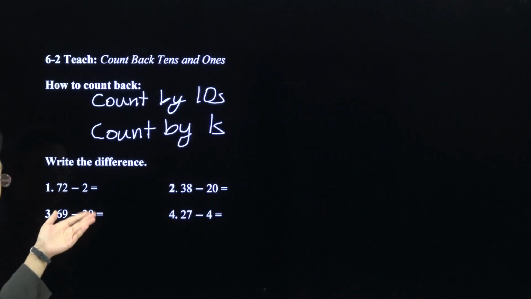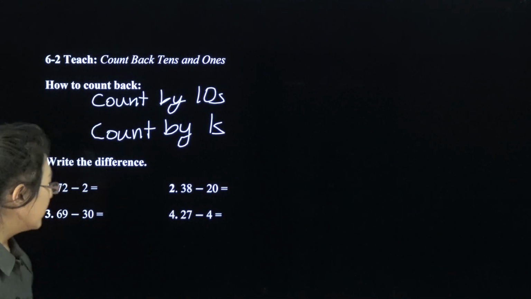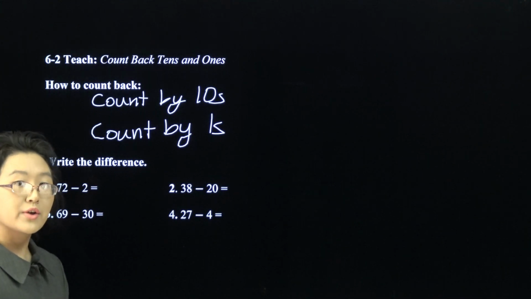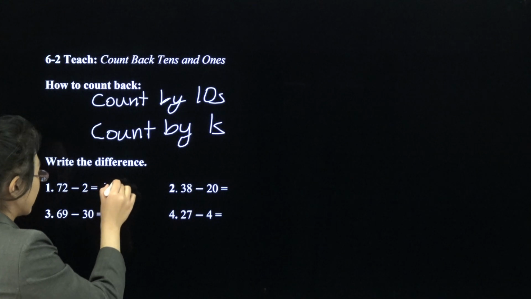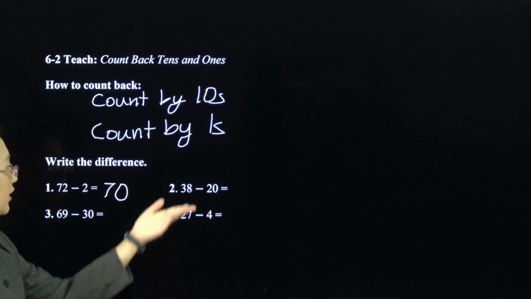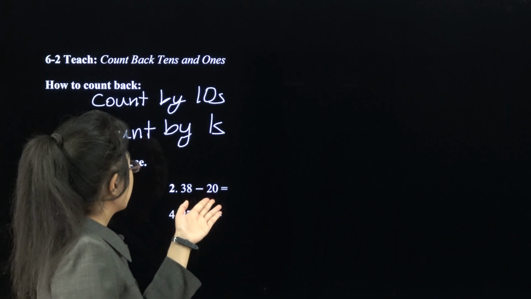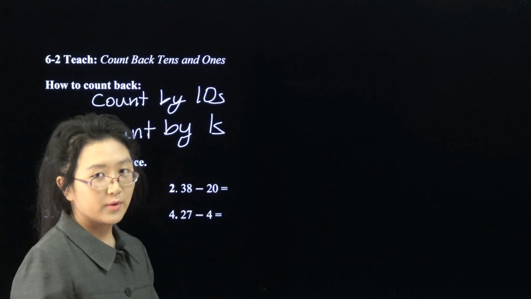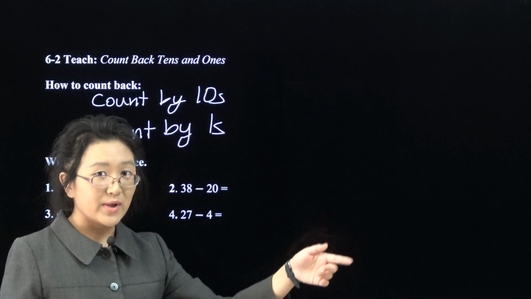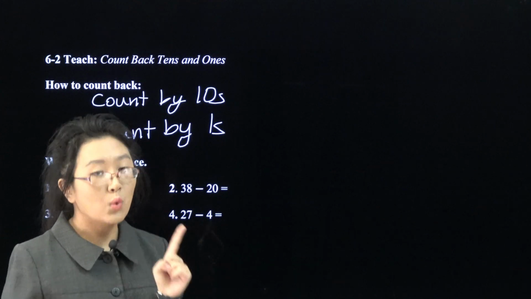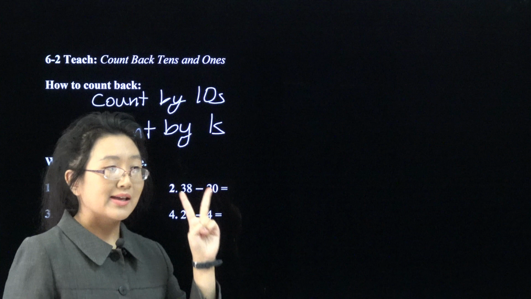Such as 72 minus 2. There's no tens to count back because 2 is smaller than 10. So what's 72 minus 2? Well, you count back 2. 71, 70. So that's 70. You've counted back 2. 38 minus 20. Well, there's not really much in the ones. It's a 0. So we're going to count back by tens. So from 38, we count back 1 ten, and that's 28. And then we count back another one because there's 2 tens, and we get 18.